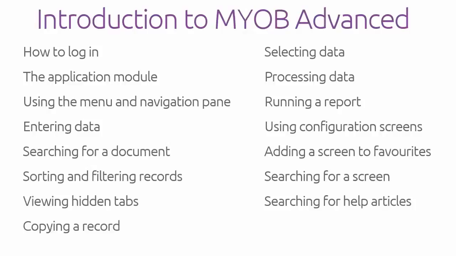We'll be reviewing multiple topics in this video. They are how to log into MYOB Advanced, the application module, using the menu and navigation pane, entering data by using a data entry screen, searching for a document, sorting and filtering records in a table, viewing hidden tabs, copying a record, selecting data by using an inquiry screen, processing data using a processing screen, running a report, using configuration screens, adding a screen to my favorites, searching for a screen, and searching for help articles.